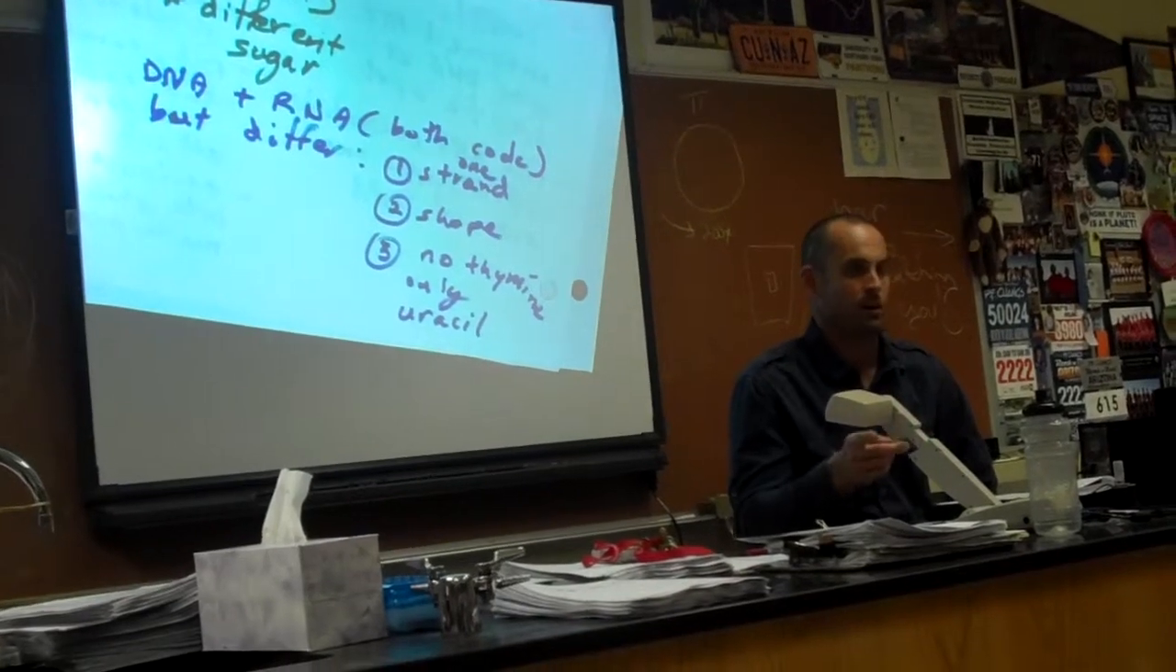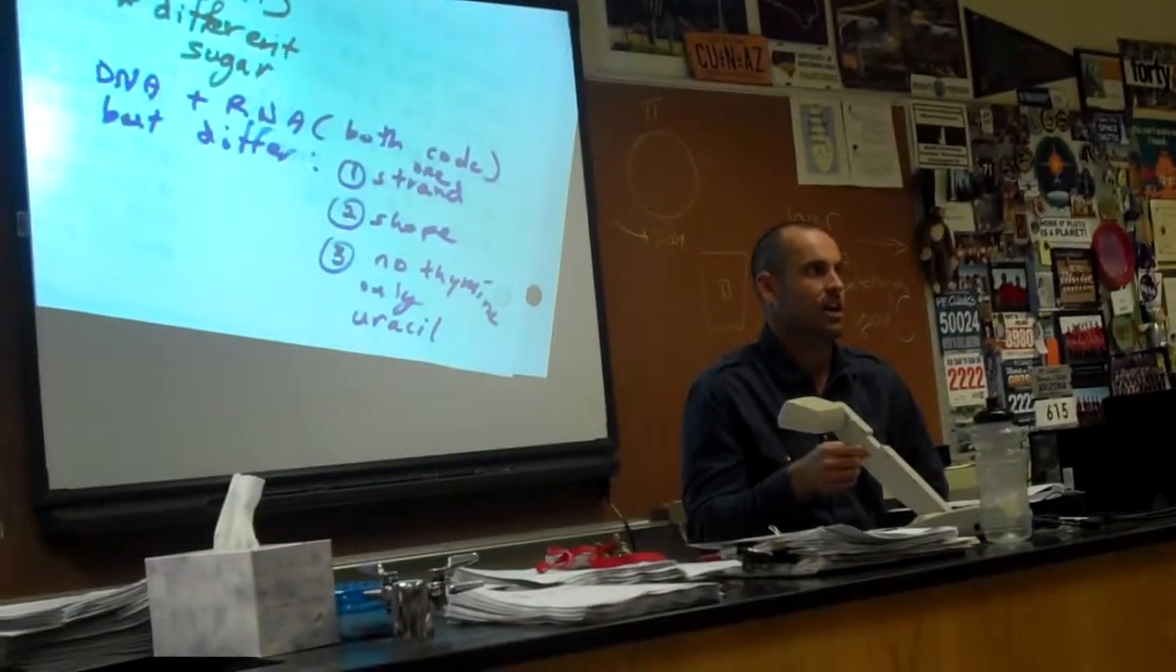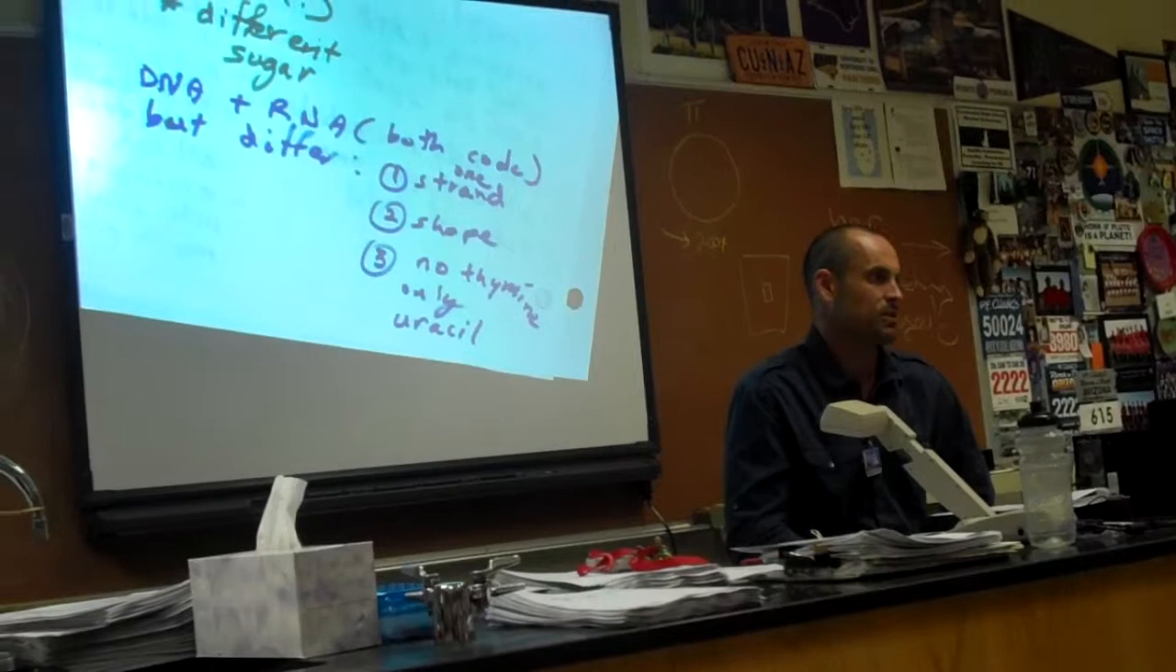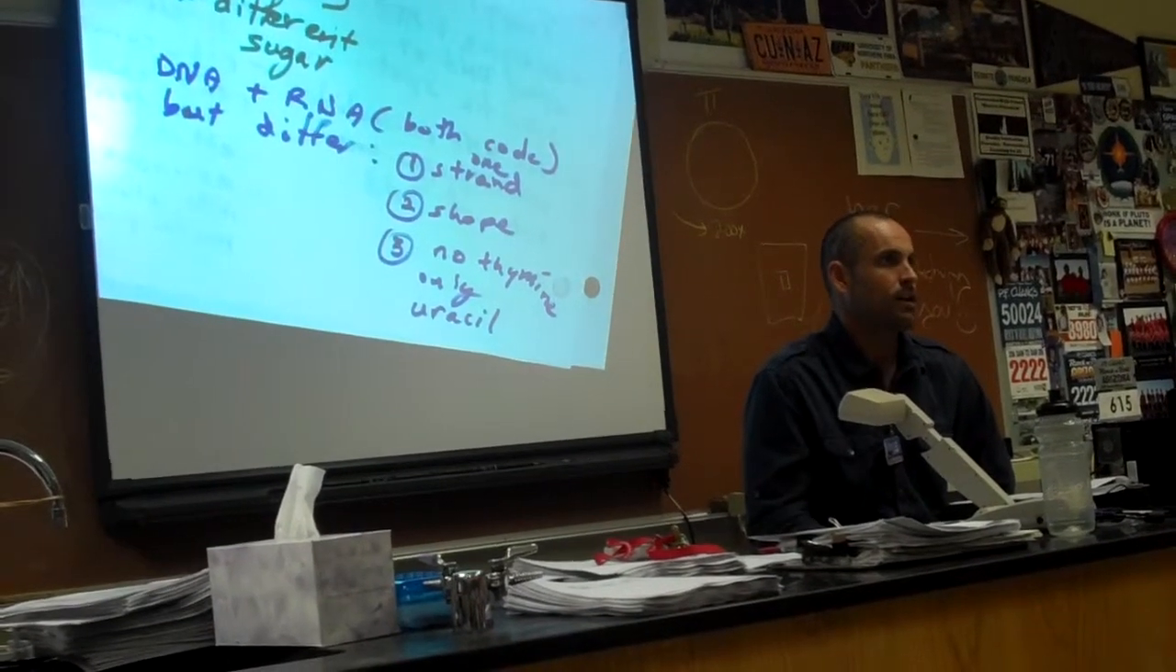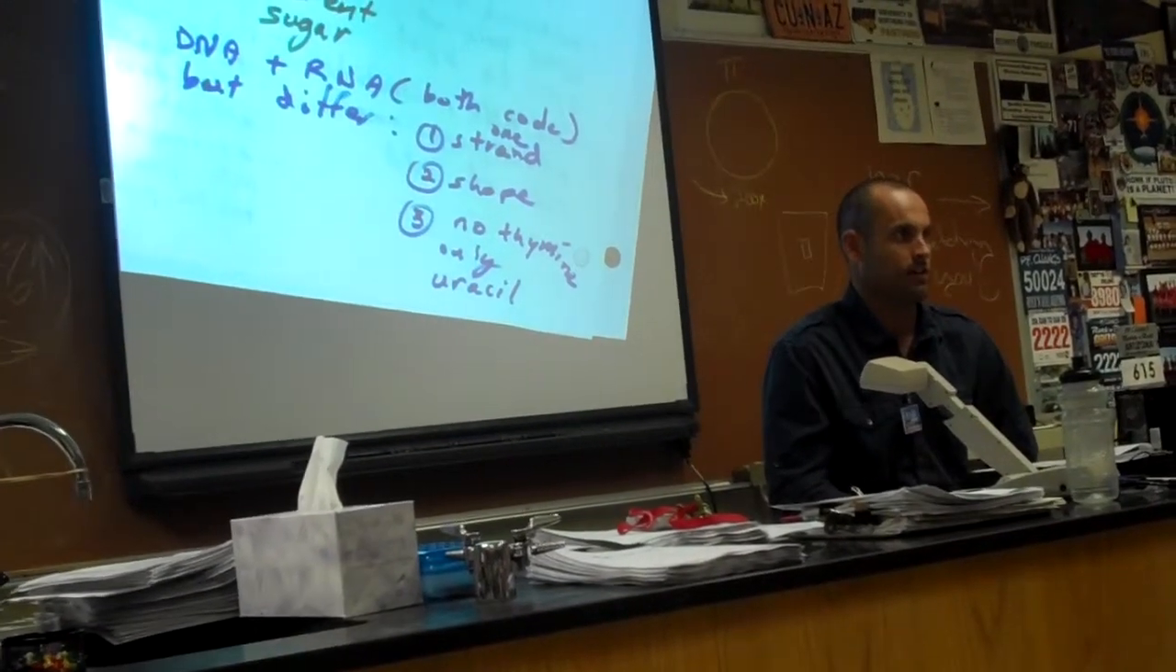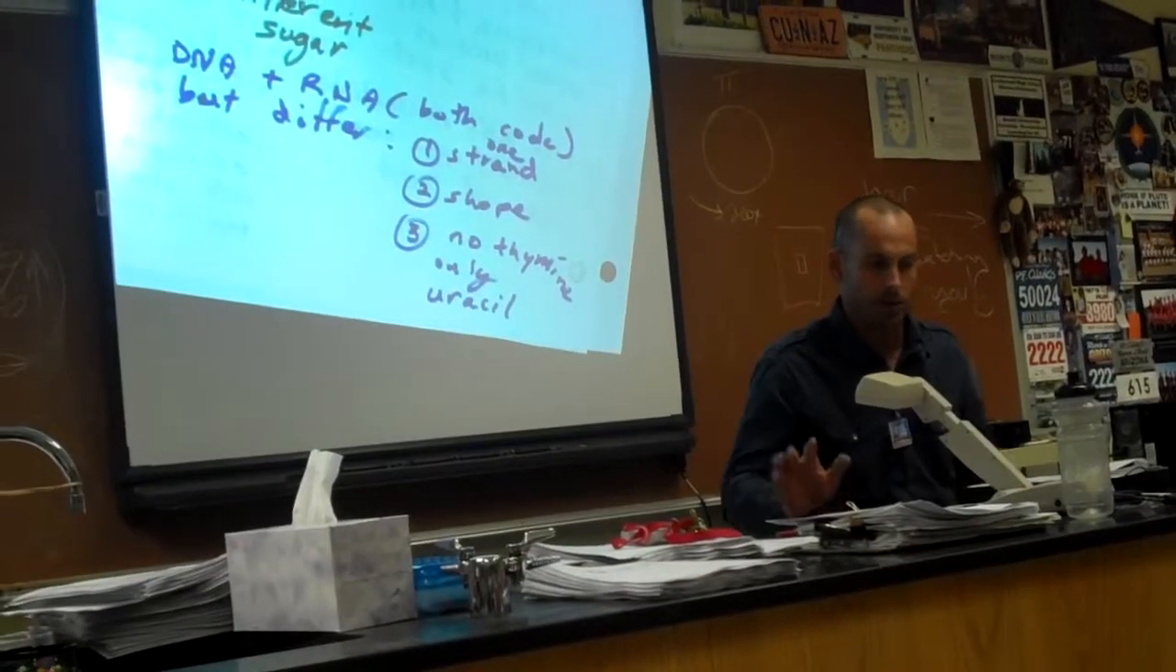You always got to think of the U as basically a T. And sometimes when we're doing the complement of it, I'll say, hey, cross out every T and just basically turn it into a U and flip it the other way. DNA has thymine, RNA doesn't. You'll get used to it. Okay, we done with this one?